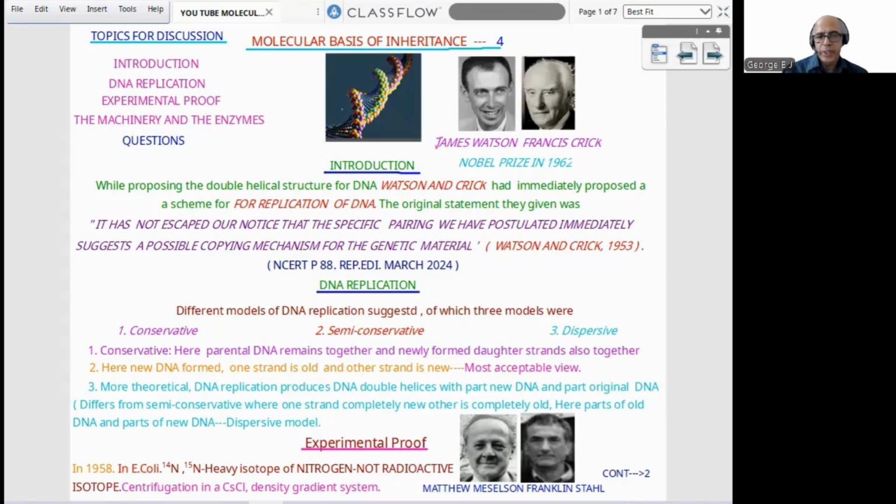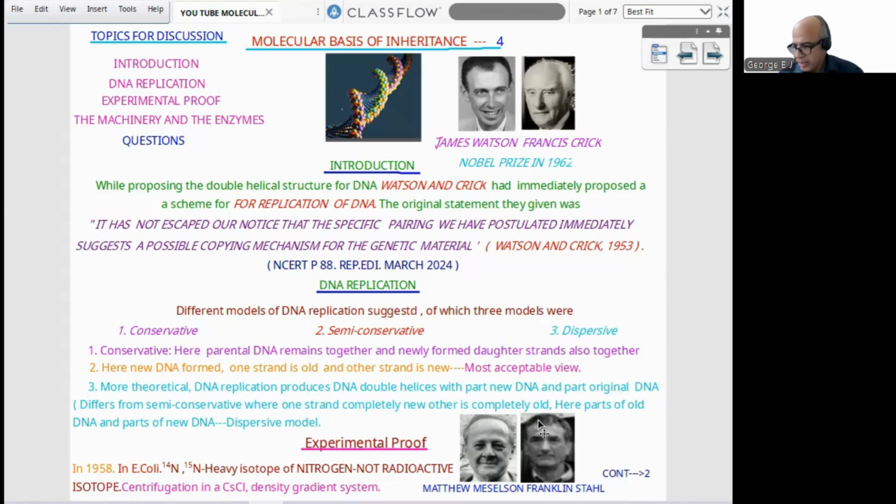For DNA replication, different models have been suggested, of which finally 3 models became famous. What are they? One is conservative, the other is semi-conservative, the third is dispersive type. So what is meant by these 3 terms? First is conservative. Conserve, that is, here the parental DNA remains together and the newly formed daughter strands are also together. That is, by conserving, conservative.